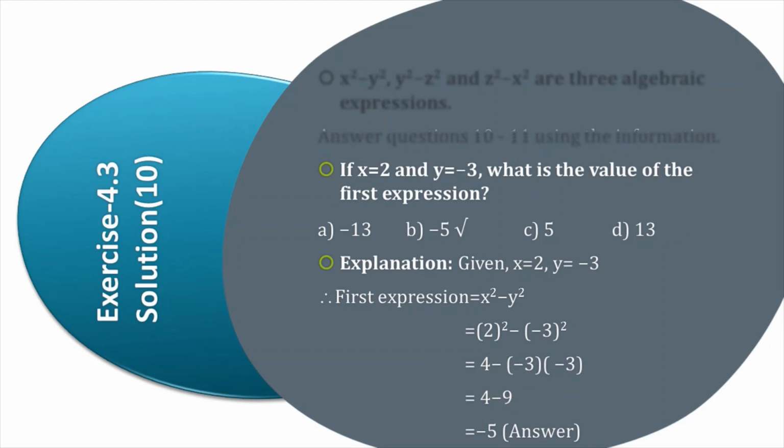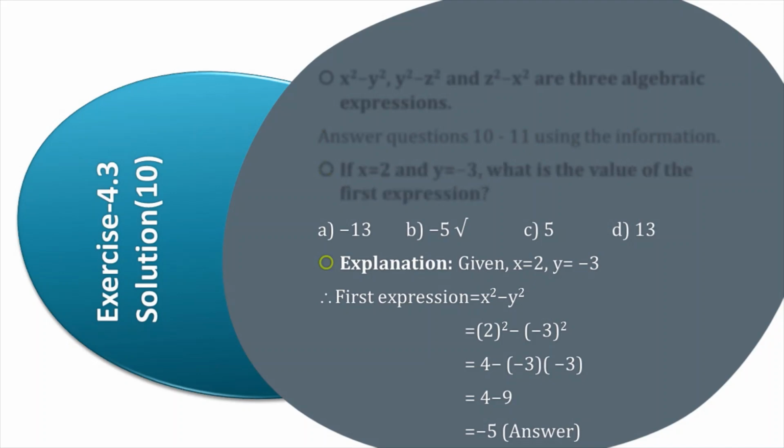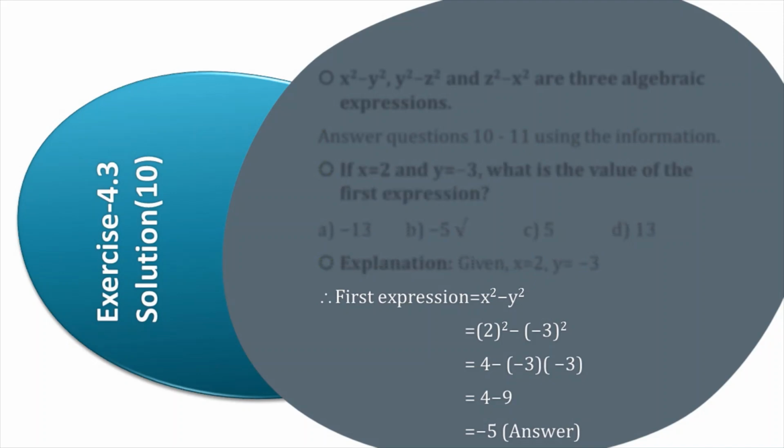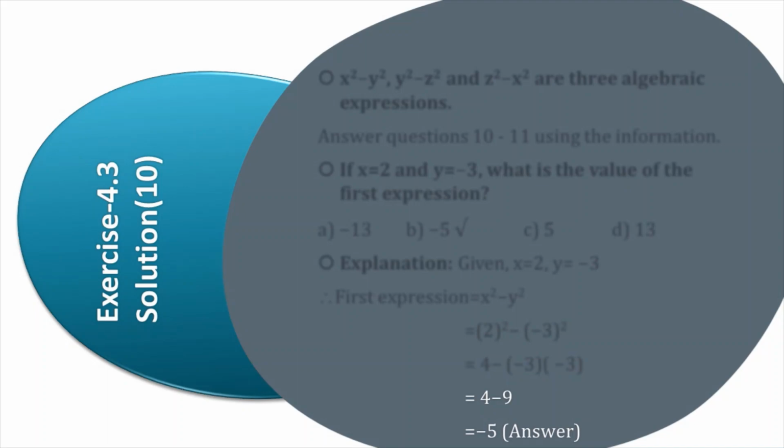So my dear students, this is question number 10. As you can see, the answer is minus 5. You have to remember that the sign of the bigger number will be the sign of the answer, every time. So that's why the sign of 9 is minus, and the answer will be minus 5.